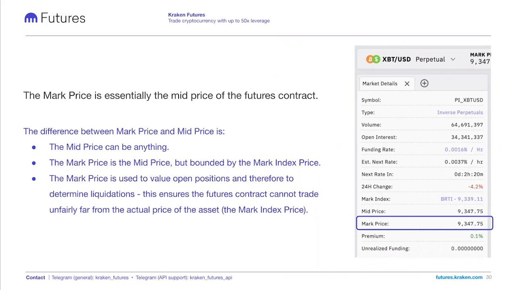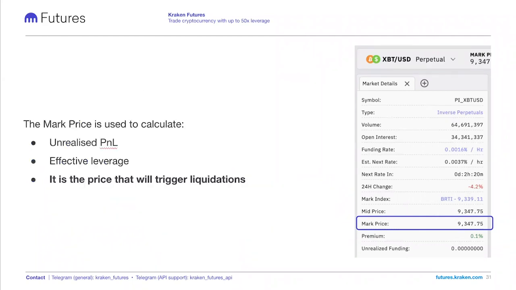It's important because it's used to value your open positions. It's also used to determine your liquidations. So the mark price is there. It will be the thing that is used to calculate your unrealized P&L. It's how you calculate your effective leverage. And importantly, the mark price is the price you pay attention to avoid being liquidated.